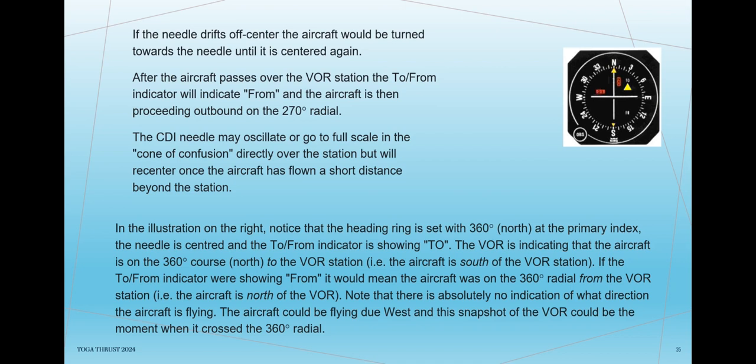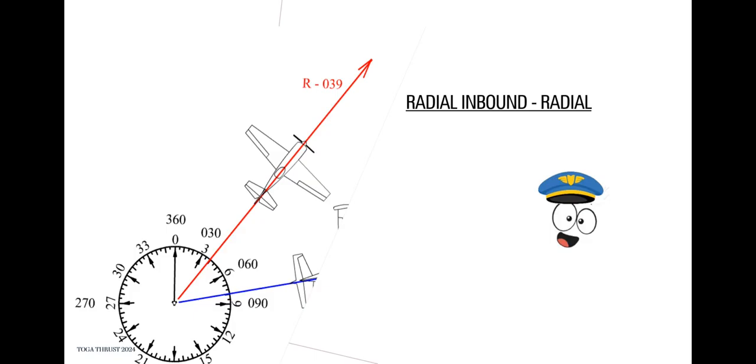Note that there is absolutely no indication of what direction the aircraft is flying. The aircraft could be flying due west and the snapshot of the VOR could be the moment when it crossed the 360 degrees radial. Radial inbound, radial.